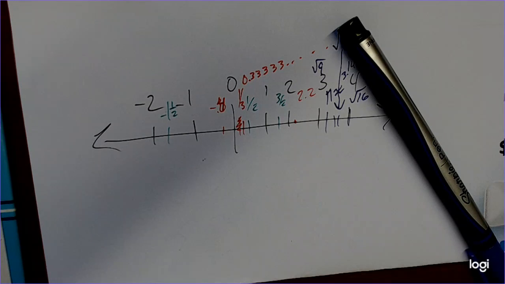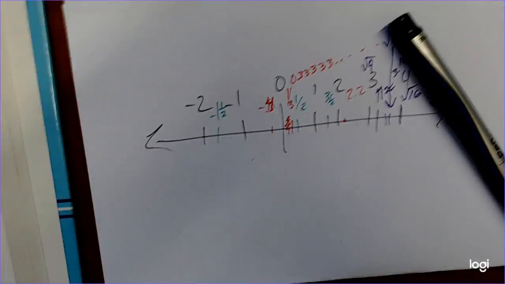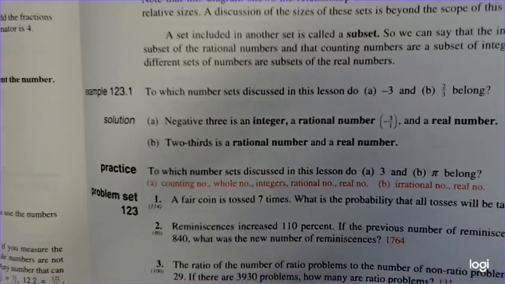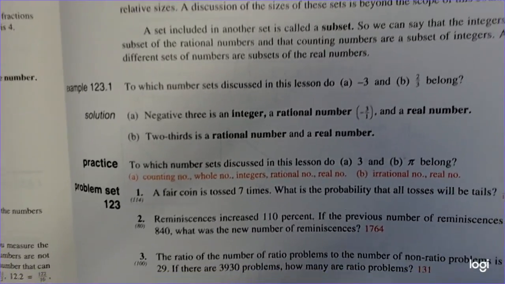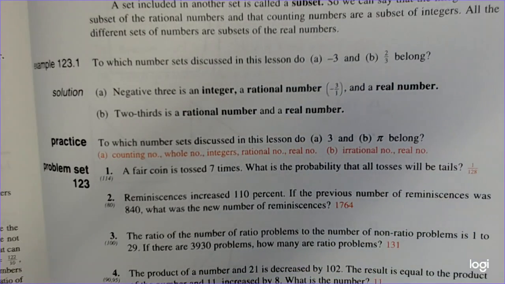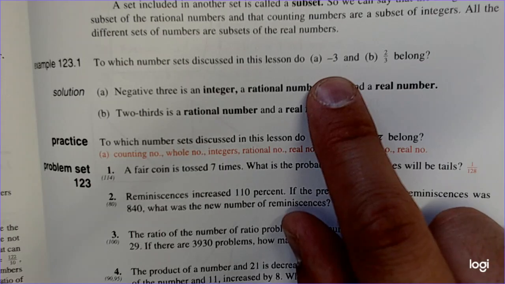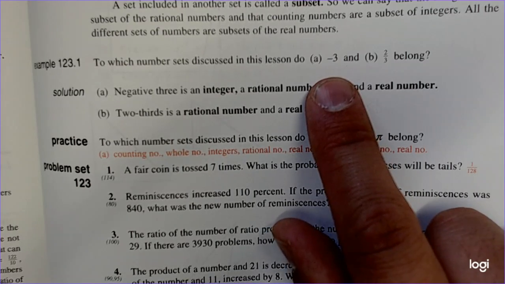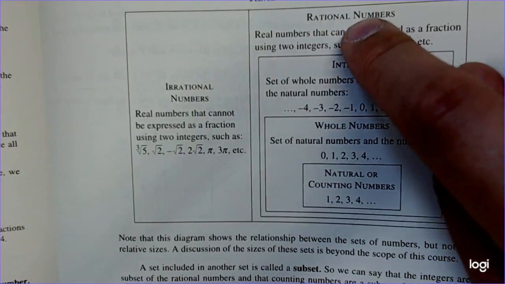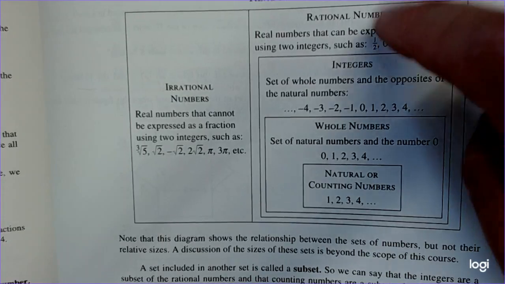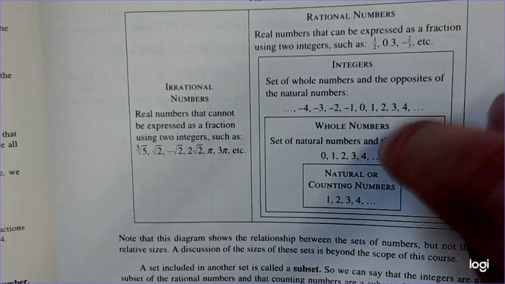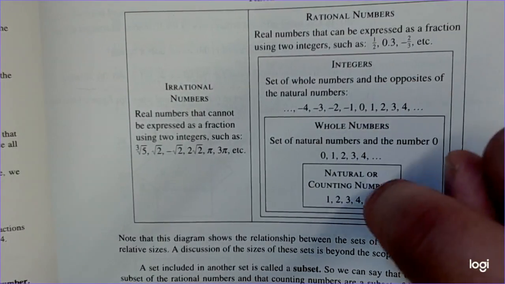When it comes to your practice problems, they're going to want you to identify numbers. For example, 123.1, they want to know to which number sets does negative 3 and 2/3 belong. So if we look at negative 3, well, if we go from the top of the chart, that's a real number. Is it rational or irrational? Right? Well, we would say it's rational, right? So negative 3 is rational, and it's an integer, but it's not a whole number or a natural number because there's no negatives in those groups.